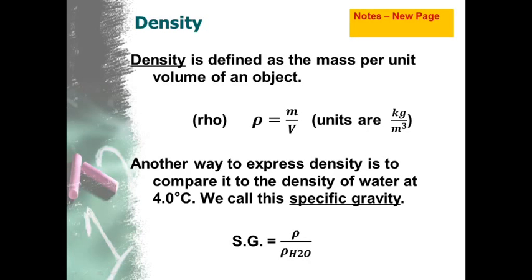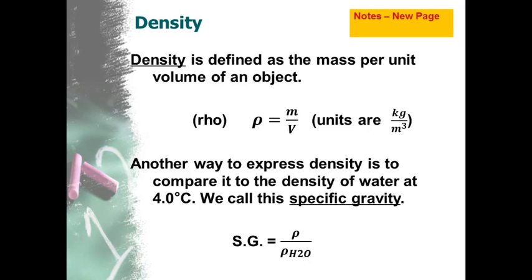All right, let's start off with density. Density is defined as the mass per unit volume of an object. In a way, it's a measure of the amount of matter that you have in a unit amount of volume. We usually use the variable rho, which actually looks more like a P than an R, but that's the Greek letter rho. If you want to find the density of an object, you take the mass and divide it by the amount of volume. The units of density are kilograms per cubic meter.